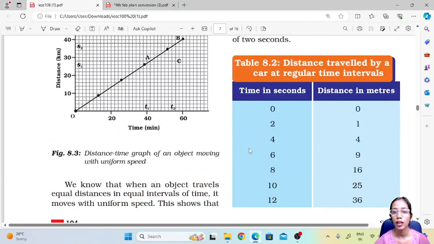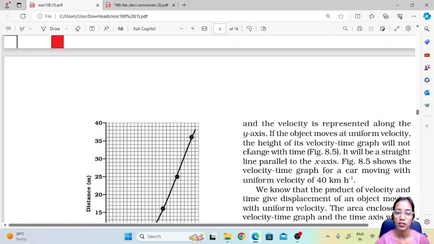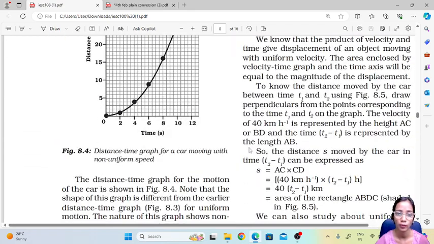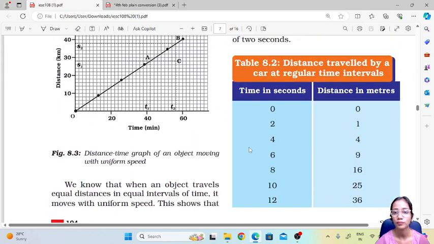Now the second type of graph in the distance time graph is when the speed is non-uniform, or non-uniform motion. Now we will consider these values. 0, 0, time is in seconds, and distance is in meters. That is, 1 meter it covers in 2 seconds, then in 4 seconds it covers 4 meters, in 6 seconds it covers 9 meters.